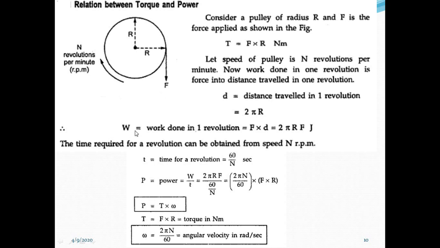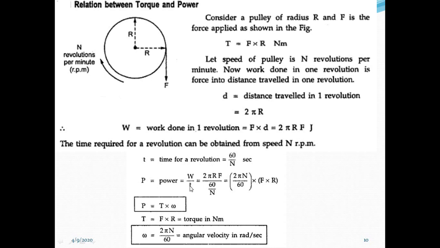Now we have to find out work done in 1 revolution. So mechanical work done is force into displacement or distance. So in this case, force into the distance covered by pulley in 1 revolution. So in this case, the distance covered in 1 revolution by the pulley is nothing but the circumference of the pulley. So the distance is equal to 2 pi r. So the work done in 1 revolution is equal to 2 pi r into force.